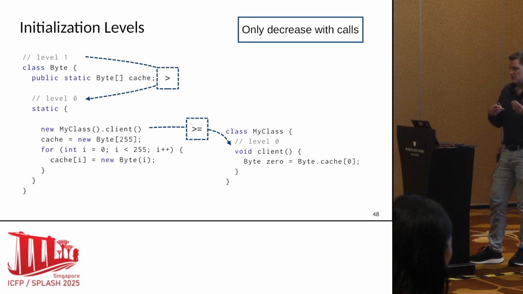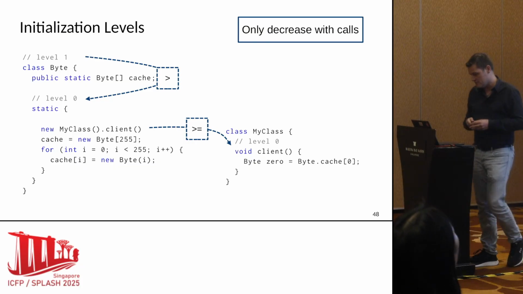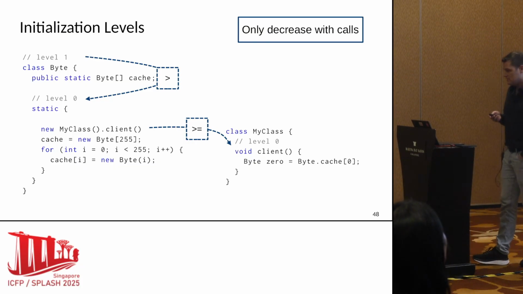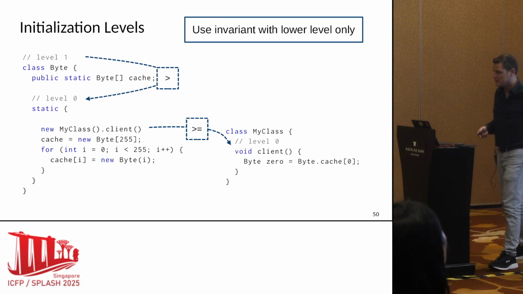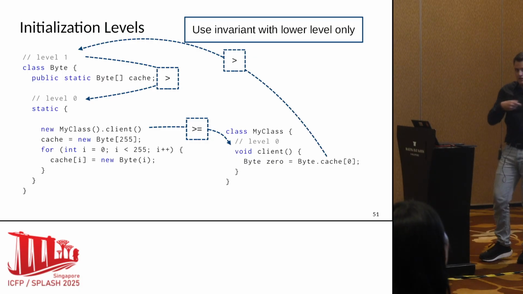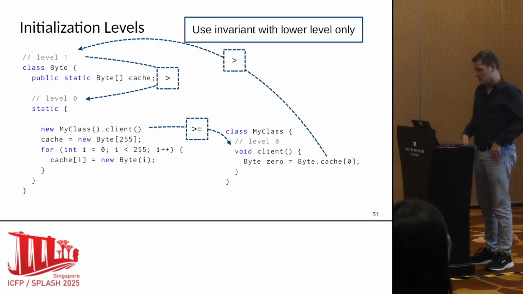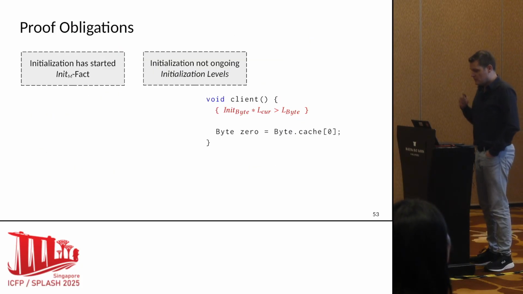And what these two constraints give us is essentially that whenever our current level is greater than that of a module, it can't possibly be initializing. Right? Any execution starting from the initializer will have a level lower than that of the initializer. So that means now in the client, if we want to use the invariant of the byte module, we can try to show that initialization isn't currently ongoing by showing that our level is greater than that of the module. And this constraint doesn't hold here, because we're actually being called during initialization, and this is why we would reject this example here. Okay, so this overall system gives us a second proof obligation. Our current level must be greater than that of the module whose invariant we're trying to use.